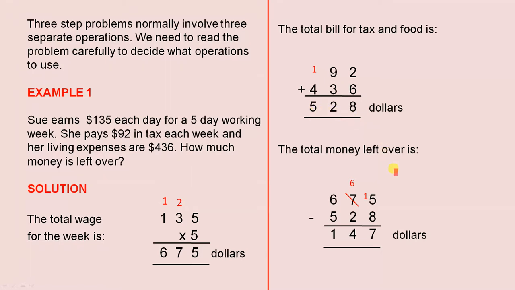The money that's left over, which is what we are asked to find, well, we have 675, which is that amount there, and we subtract 528. So there's all the working there, showing all your trading, and that gives you $147. That is the amount that is left over, and that's what the problem was asking.